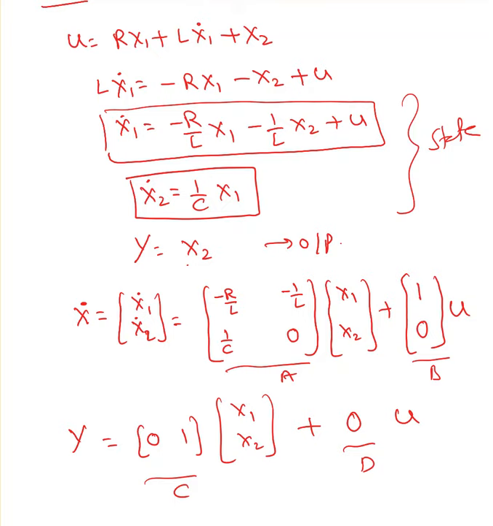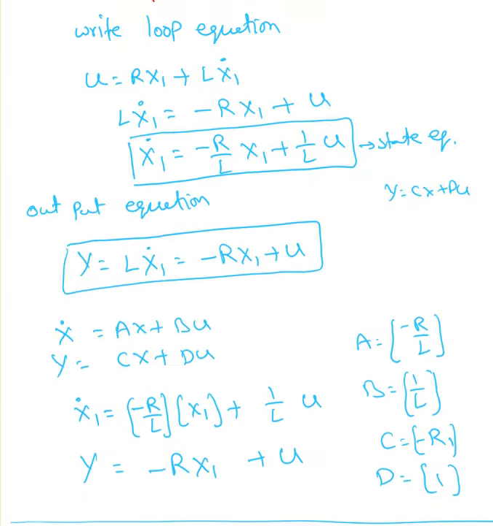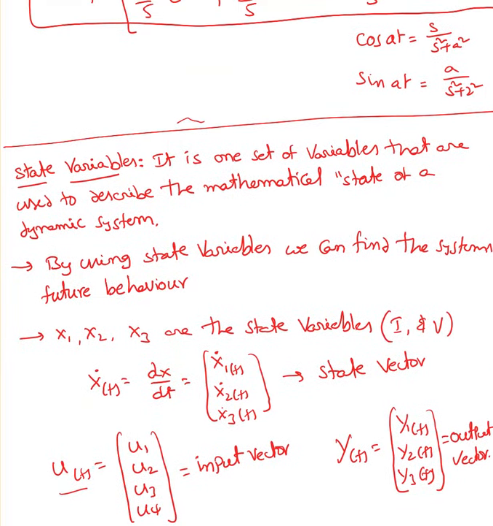So in this video we learned about state variables. The state variable method is easy for us to find the transfer function if there is more than one input and more than one output. A state variable is nothing but a set of variables that are used to describe the mathematical state of a dynamic system. And by using state variables, we can find the system's future behavior. In the next video we will solve an example with more than one input. Thank you.